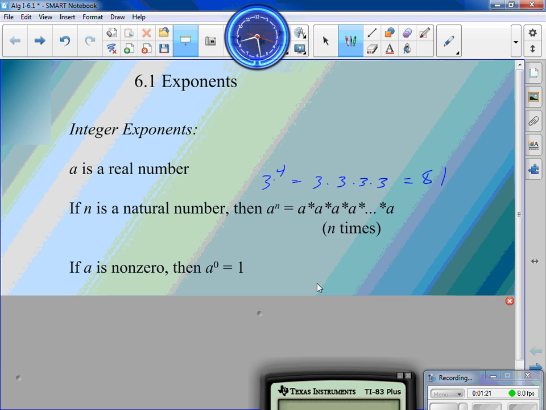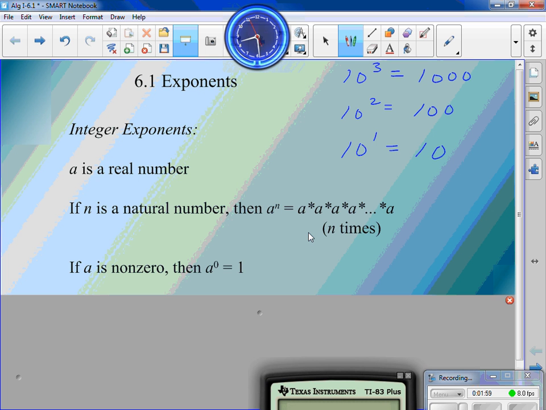Now the one thing, if a is non-zero, then a to the 0 is 1. Let me explain that aspect. What's 10 to the first power? 10. What's 10 squared? 100. 10 times 10 is 100. 10 cubed is 1,000. What's really happening here?